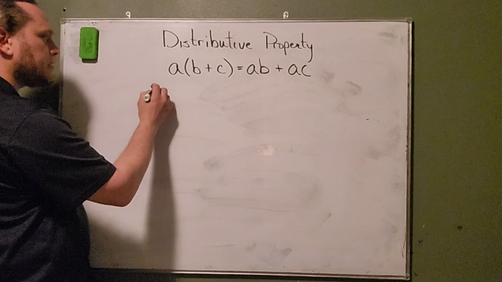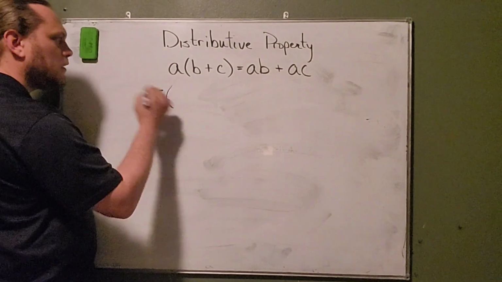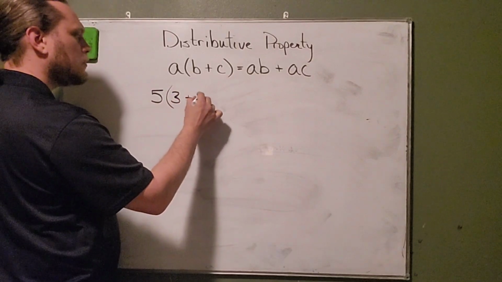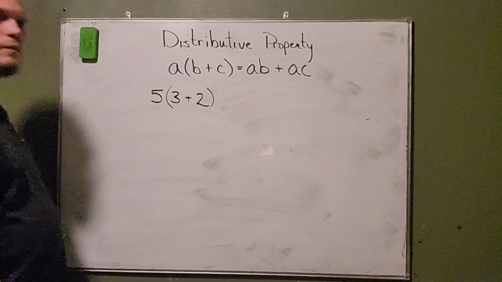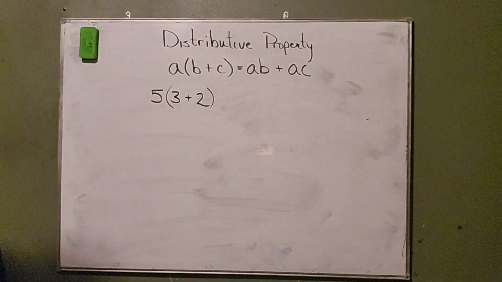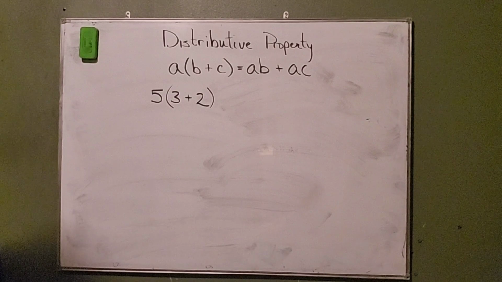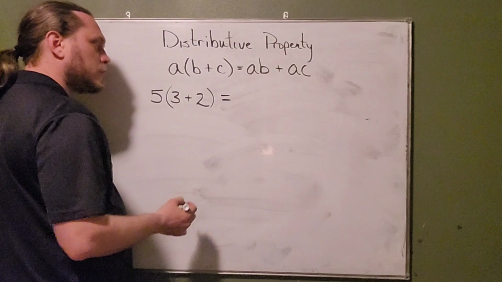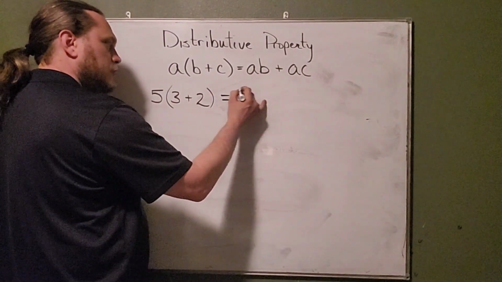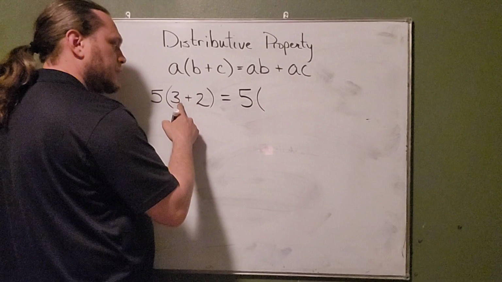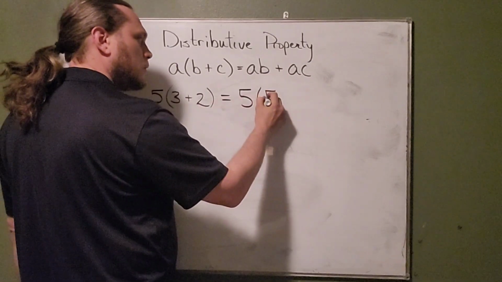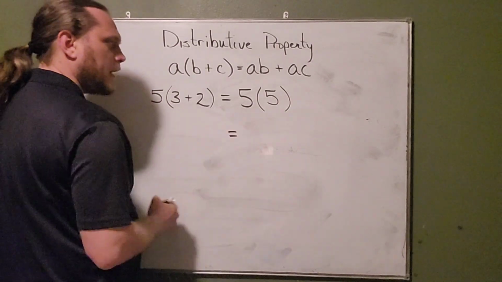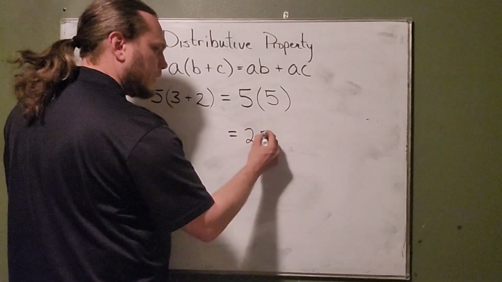And what I'm going to do for this side is I'm going to write 5 times 3 plus 2. Okay? You see how that looks like the left side of our equation? Order of operations says to begin with the parentheses, so we'll start there. This 5 doesn't change. And inside the parentheses we have 3 plus 2, which is 5. And 5 times 5 is 25.